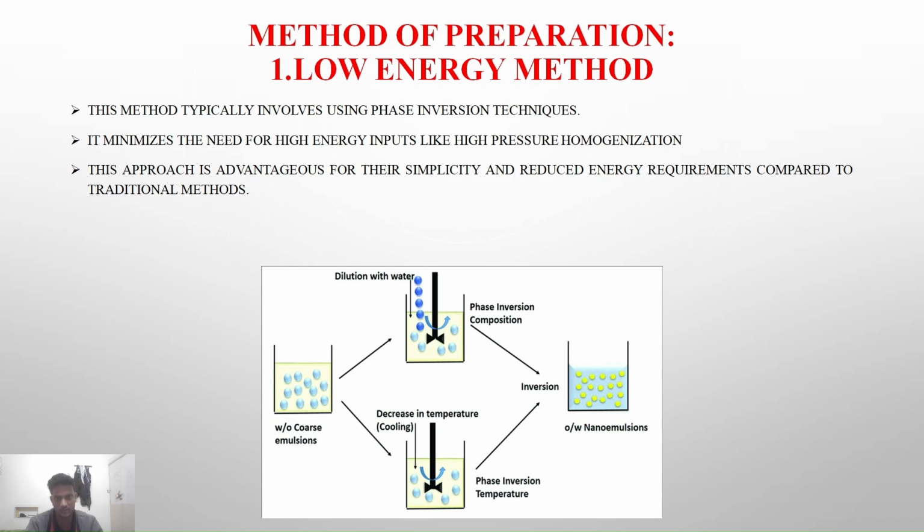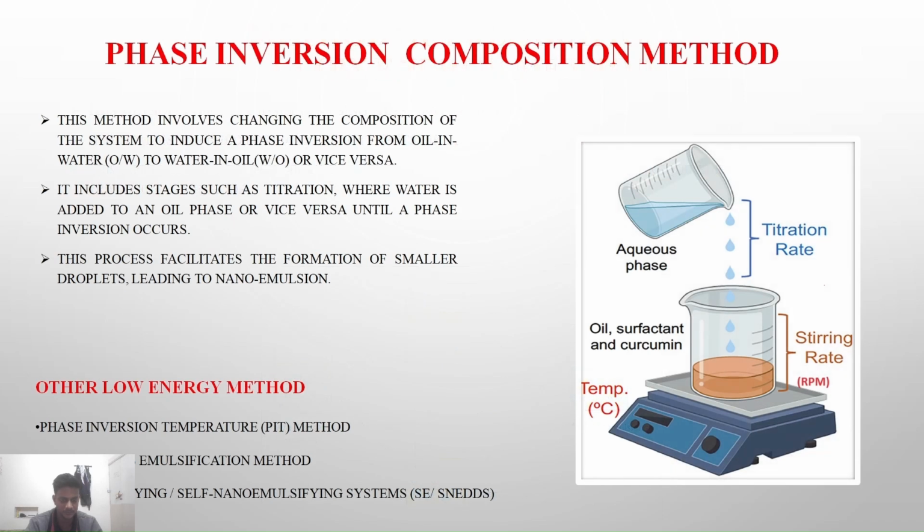So what is this low energy method of preparation? This method typically involves using phase transition techniques. In this, we do not need any high energy input such as high pressure homogenization. This low energy method is advantageous for its simplicity and reduced energy requirement as compared to traditional methods. It is very useful because it requires very low energy, and it's also very easy to scale up. So this method was used in this experiment to prepare the nanoemulsions.